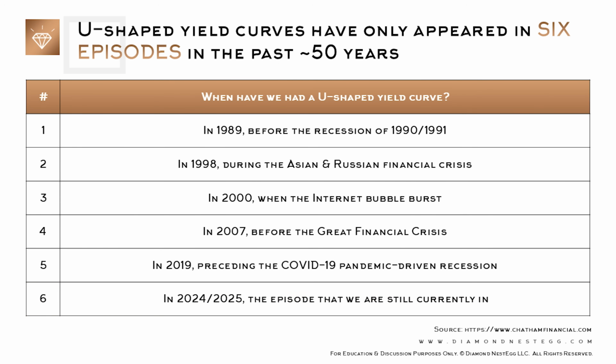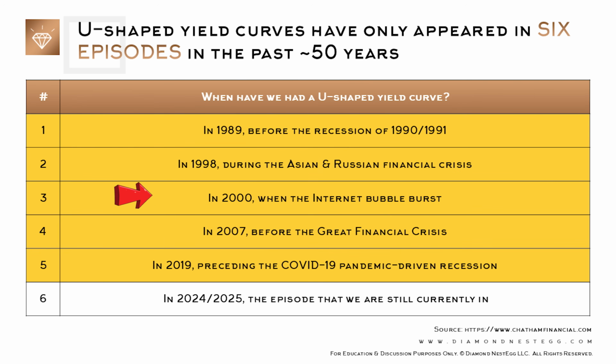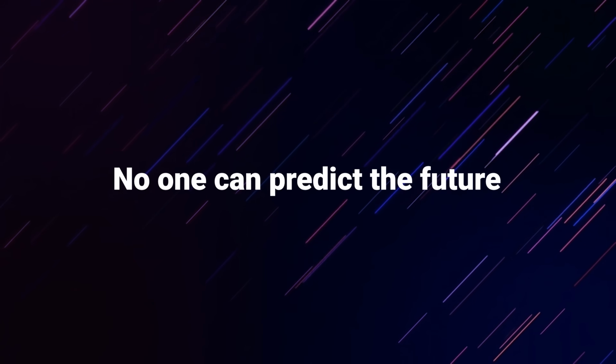As you can see from this table, the first 5 U-shaped yield curve episodes did not coincide with good financial times. That said, just as an inverted yield curve does not predict a recession every time, a U-shaped yield curve does not have to automatically predict a financial crisis every time either. No one can predict the future.